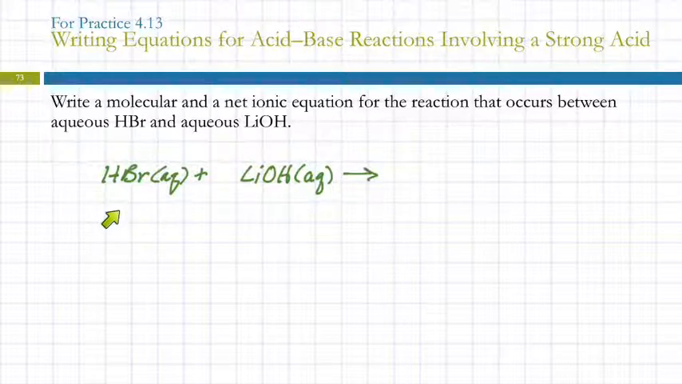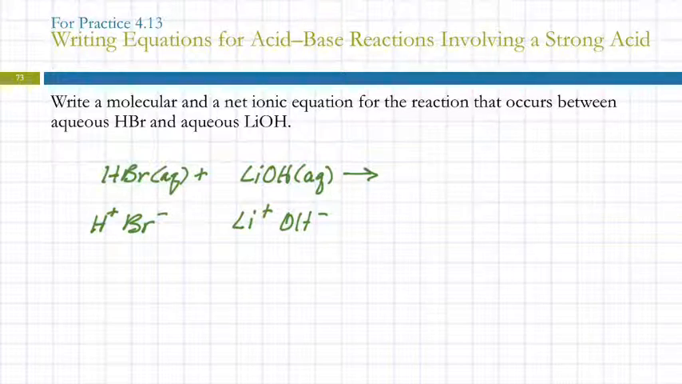So what I'm going to do down here is I'm going to write the ions that this forms with their charges. So HBr ionizes to form hydrogen ions and bromide ions. And lithium hydroxide dissociates into lithium ions and hydroxide ions. Everybody okay with that?